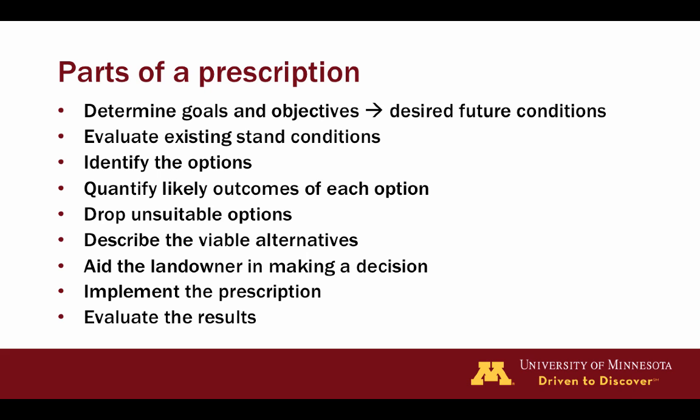We then want to drop the unsuitable options, describe viable alternatives, and develop a pathway to help the landowner decide which of these options best meet his or her desired goals and objectives. Finally, you're implementing this prescription and evaluating the results. And if we think about this adaptive management, that evaluation piece, that evaluation and then potentially adjusting if things didn't go as planned, or learning what worked, what didn't work, is a key component.